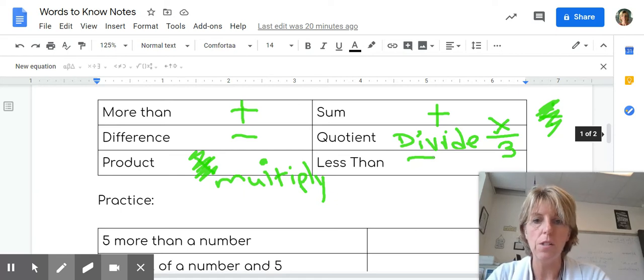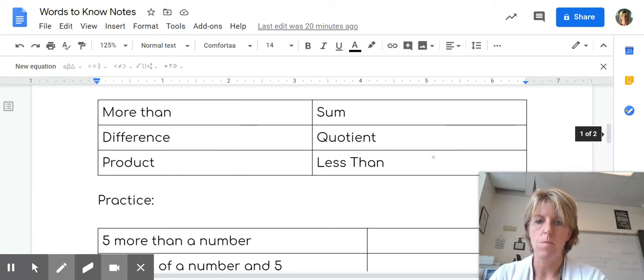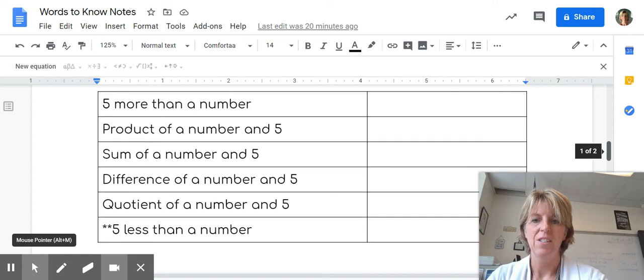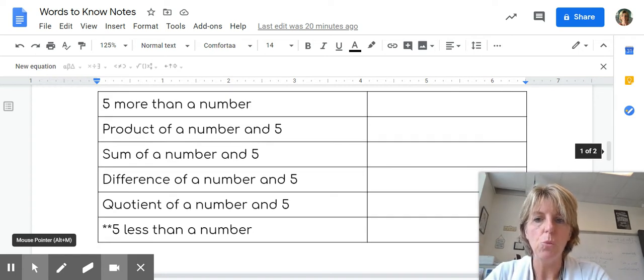Okay, so some key words to take a look at and to think about. If we move further down, let's do some practice. Take a minute and jot down what you think those are. If you were to read those words, how would you translate them into numbers, into mathematical operations? Take your best guess. Go ahead and pause this video and do that.